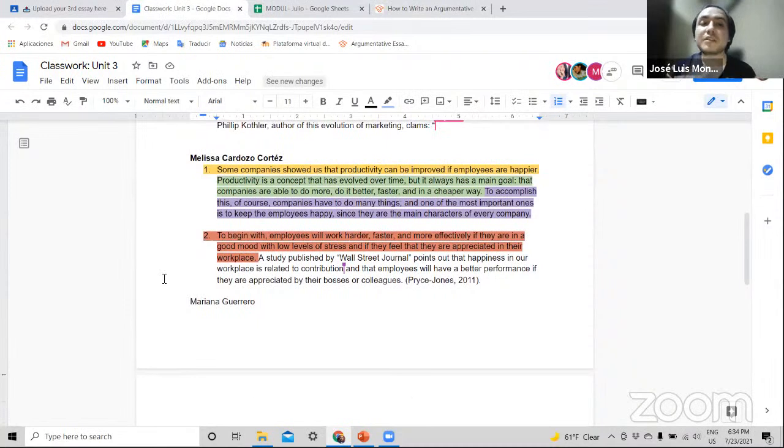All right, in the meantime, let's go with you, Melissa. It seems that you have something. Let's try to read the entire body paragraph, please.